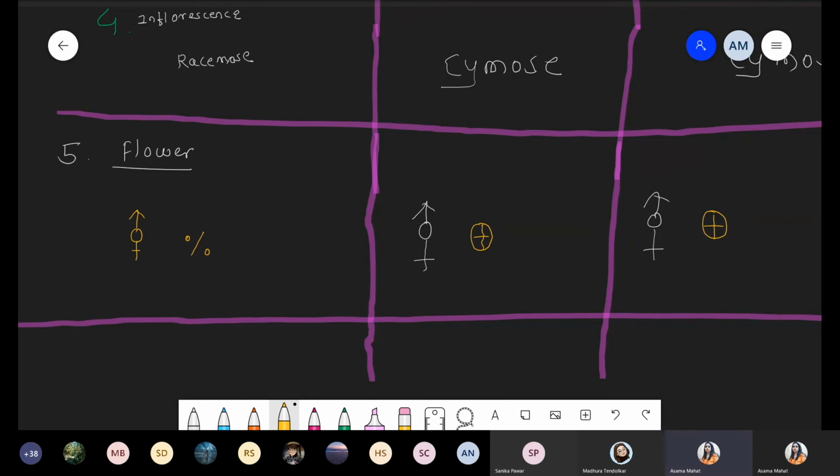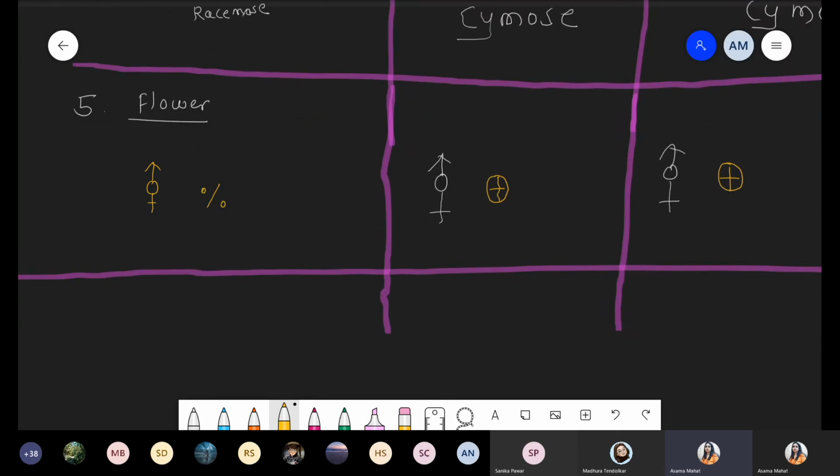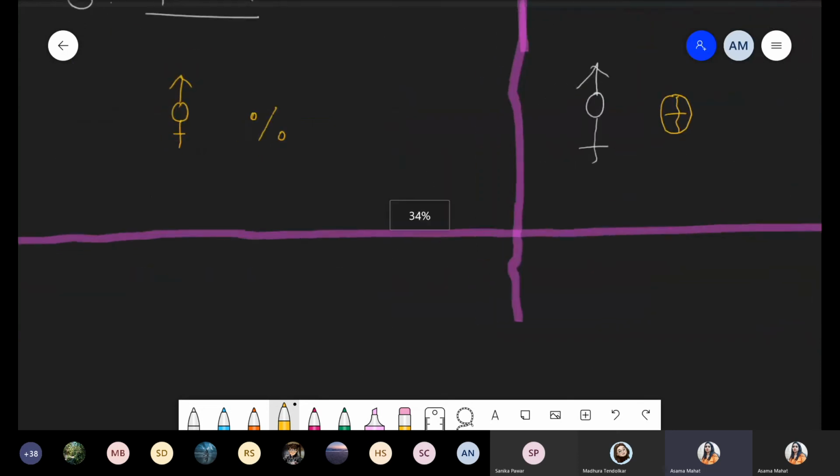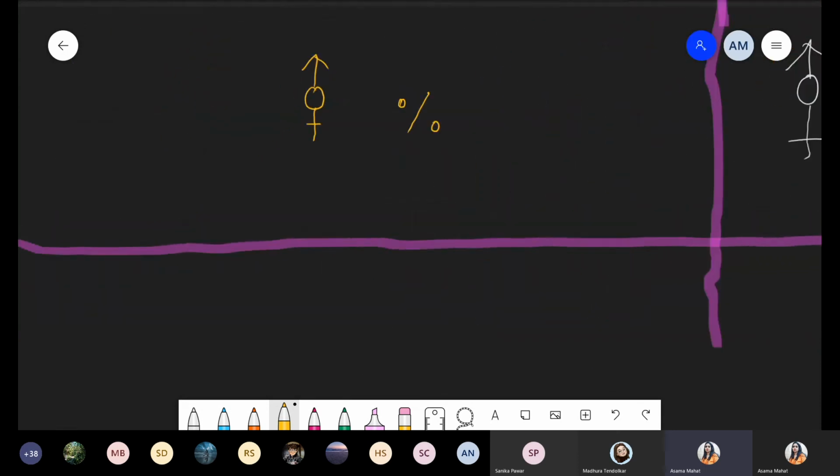Should I continue? Yes, ma'am. Okay, chalo. Next point we are talking about with respect to calyx, corolla, androecium and the gynoecium, one by one. So first of all, number 6, we are talking about the outermost layer, that is calyx.